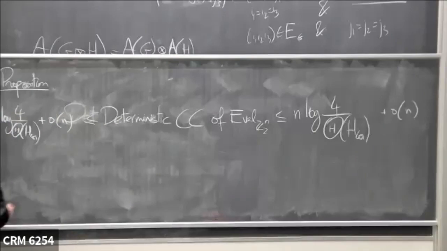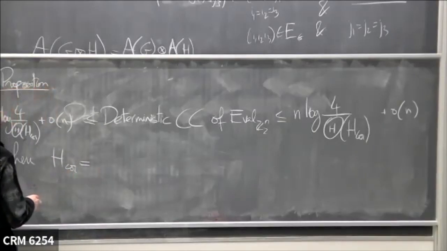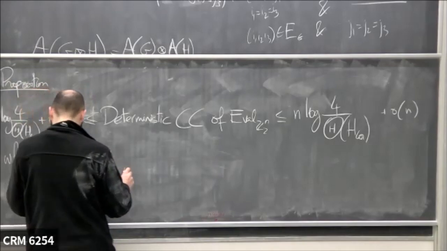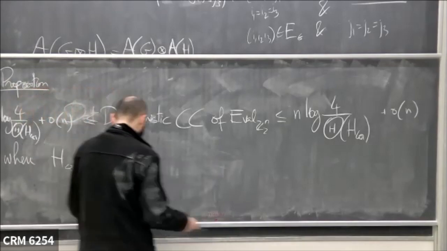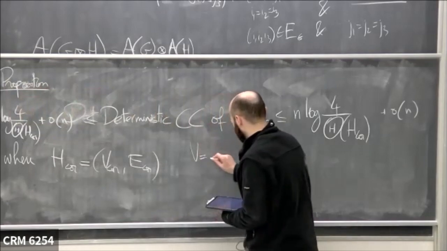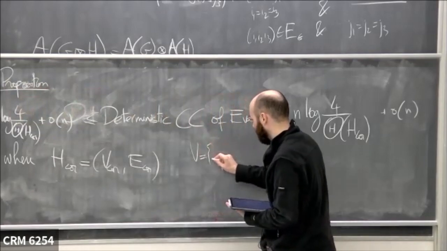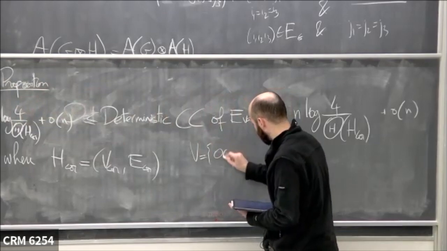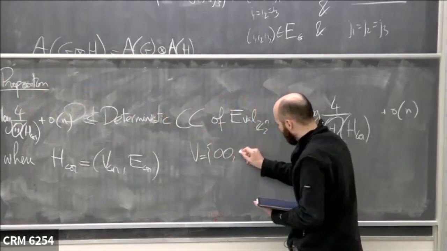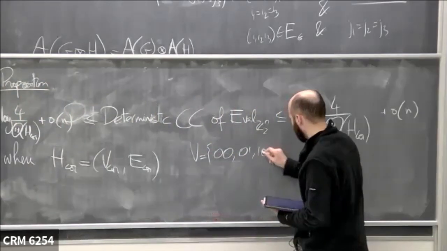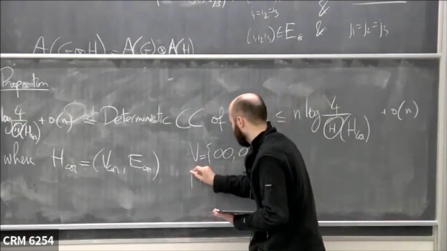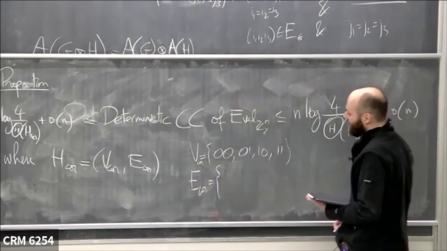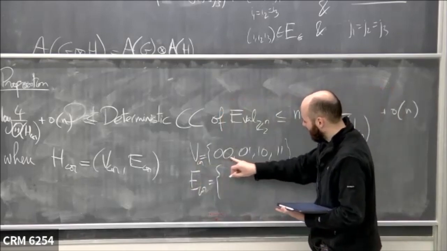So this is a hypergraph on 4 vertices. I write cor for corner, and maybe it will be clear from here. It has 4 vertices, but it's convenient to label them in terms of bit strings of length 2. And the edges will be just the corners.